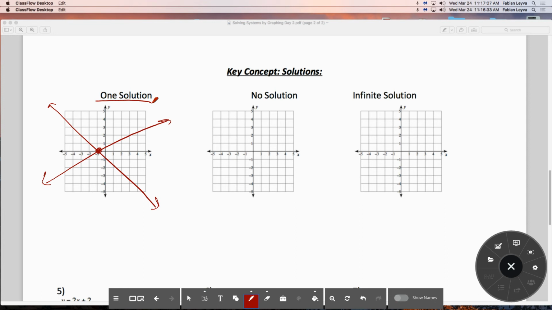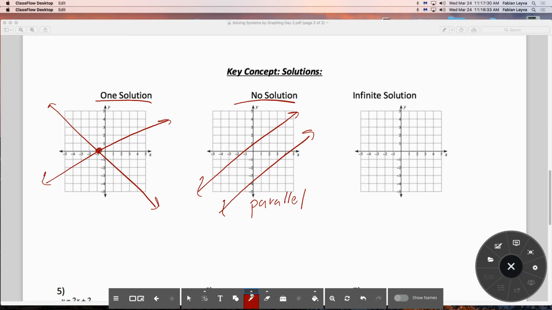Another thing that could happen, you can see where this is leading to, is that if you graph one line and then you graph another line and there is no intersection. If there's no intersection, that means that there is no solution. Now, you can either tell me no solution whenever this happens, or you can tell me that they are parallel. Parallel just means that they do not intersect. They're going in the same direction each time.